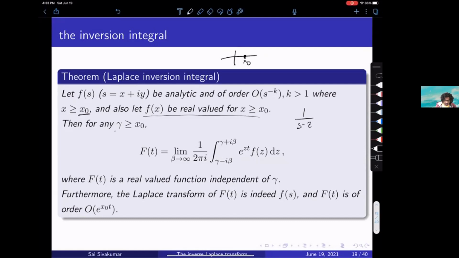So then if you take any gamma, and this is any gamma, so I could put the gamma here, here, here, it doesn't matter.